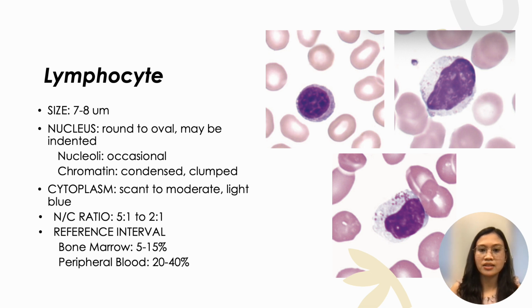Take note that B and T lymphocytes are morphologically indistinguishable from each other. The nucleus of lymphocytes is round to oval and sometimes may be indented. The scant or moderate cytoplasm will have a light blue color. Furthermore, lymphocytes are the only true agranular cell. However, when granules are prominent, the cell is called a large granular lymphocyte. So you see here on this slide a small lymphocyte on the upper left image, a large lymphocyte on the upper right image, and the granular lymphocyte on the lower image.